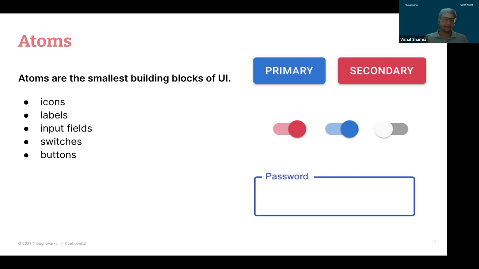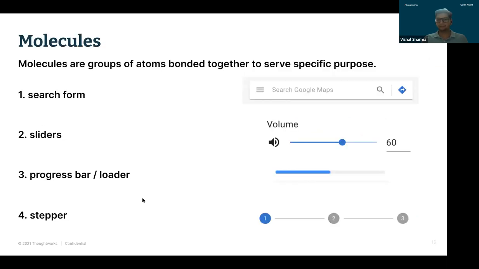Once you build those atoms, you can build molecules. Molecules, again from chemistry, are nothing but a group of atoms. For example, in this search box, the search icon is an atom, this hamburger icon is an atom, and this input box is an atom, but all together they are a molecule. So you build a molecule using different atoms. And when you are building your functionality, you can just say, okay, render this molecule from my design component library.